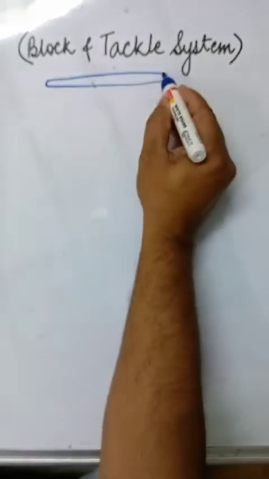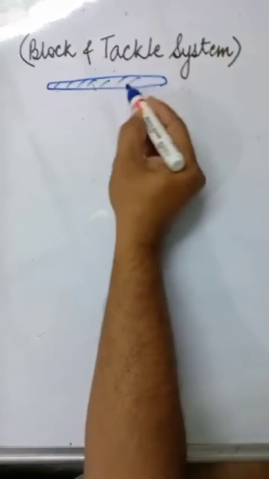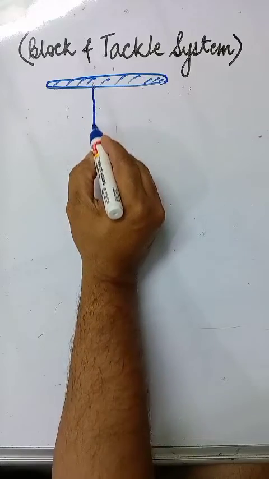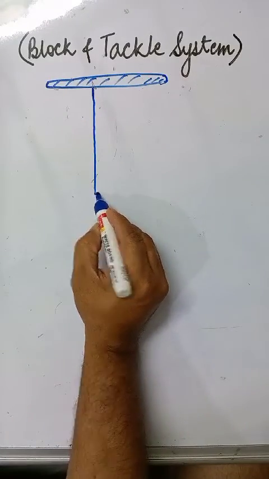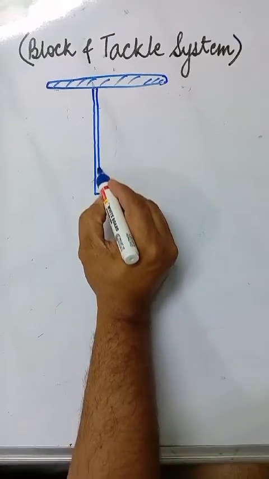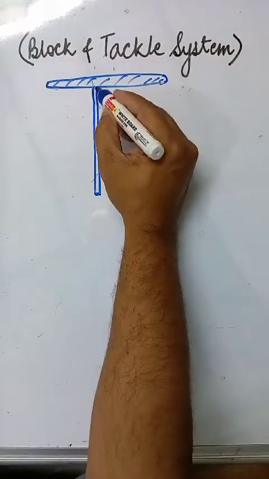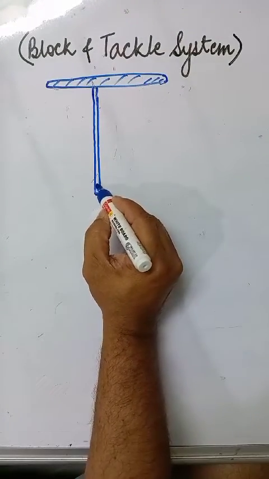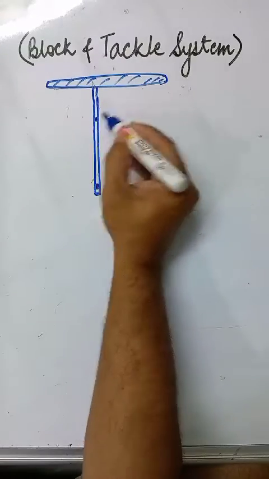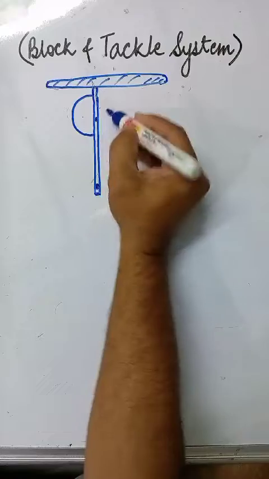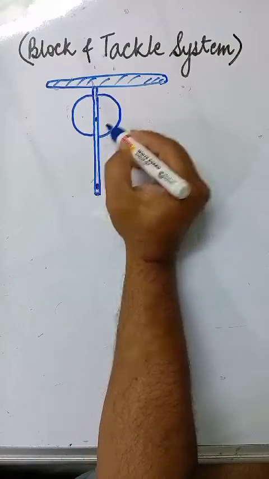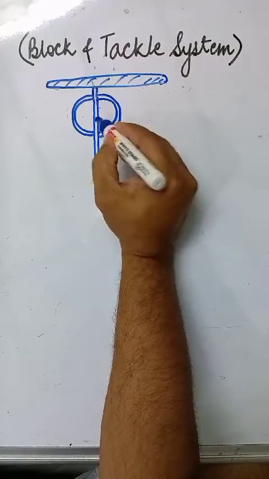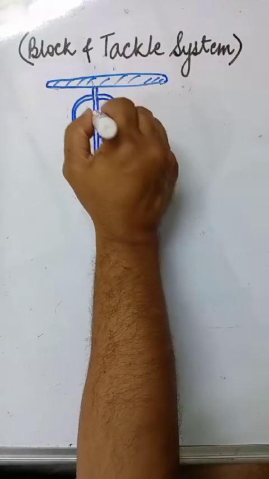So let's say, for example, that this is a rigid support. Okay, that's the rigid support that we have, and from here we have a metallic rod, which will act as a hinge. Let's say we have one pulley over here. Like this is one pulley, and it is fixed at this particular point, which is the hinge.